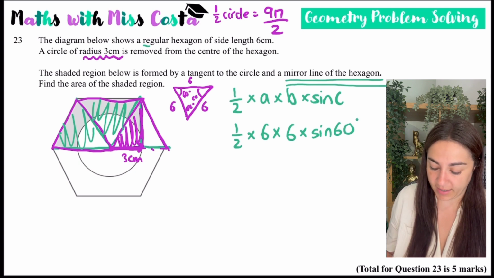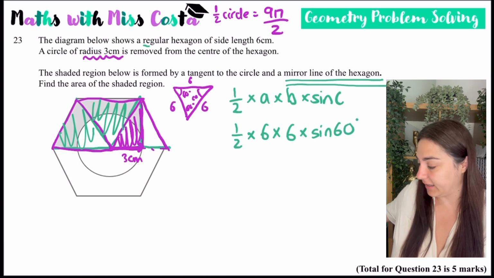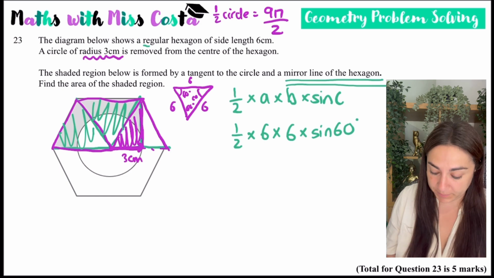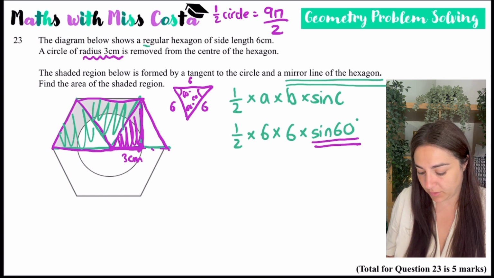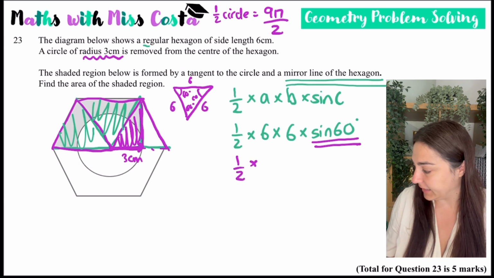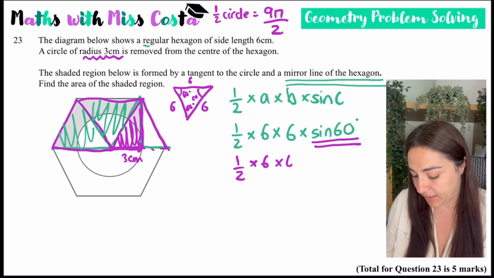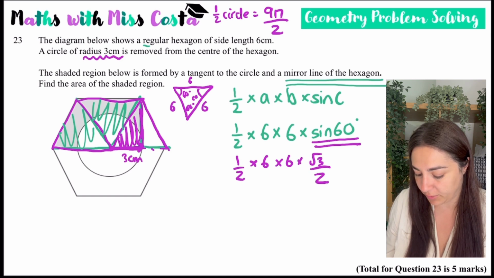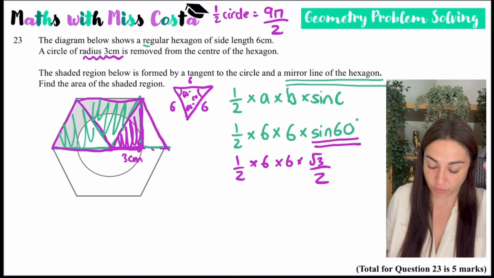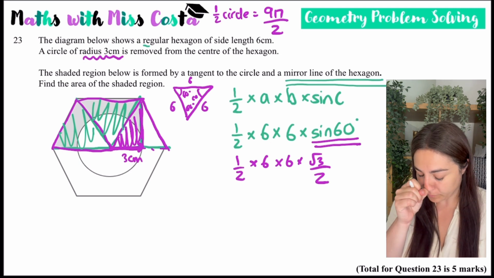So I'm going to write half AB sine 60. Now, I'm not going to go through the trigonometric values, but you do need to know sine 60 is one of the trigonometric values that we need to know. Sine 60 equates to root 3 over 2. So that would be half times 6 times root 3 over 2. If you don't know your trigonometric values, there's a video you can watch on how to figure those out.